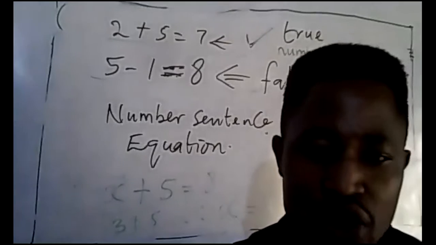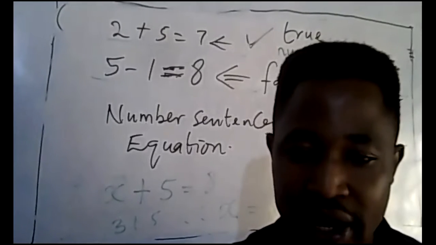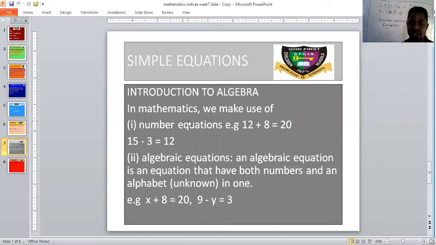All right, so let's go on to what I explained here. I said in mathematics, we make use of number equation like I've explained on the board. Example, 12 plus 8 equals 20. Now, let me ask you that. Is that a true equation or a false equation? 12 plus 8 gives what? 20. 12 plus 8 is 20. So it's a true equation. Let's go to example 2.